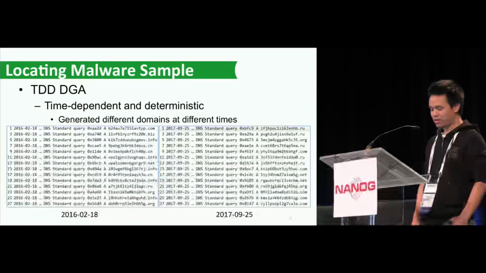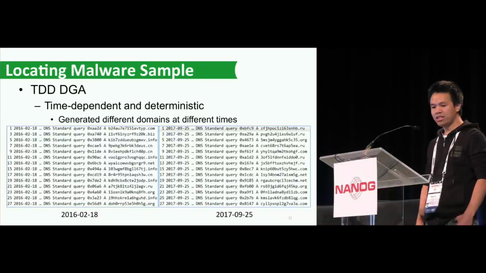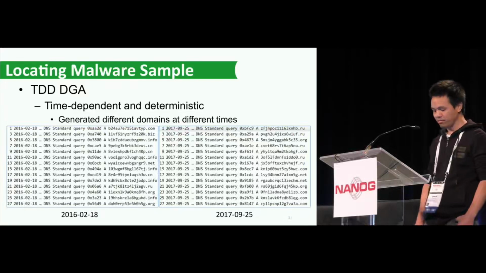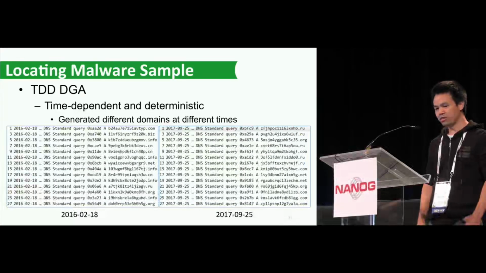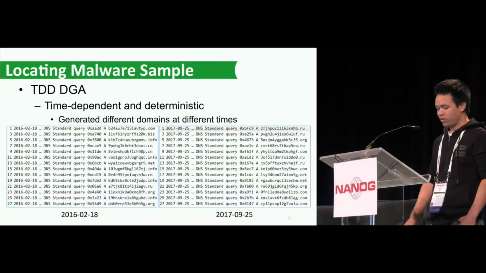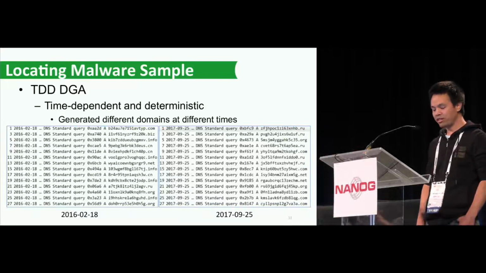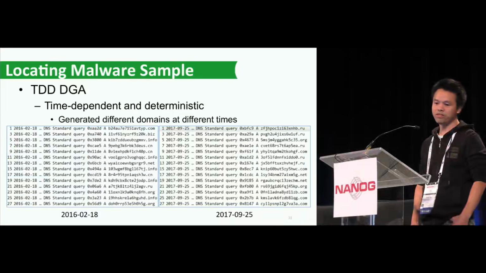Now, let's take a look at TDD DGA. TDD stands for time-dependent and deterministic. That means, basically, TDD DGA generates different domains at different times. Here, we ran TDD DGA samples in a sandbox at different times, and we can see the domain lists captured are totally different.